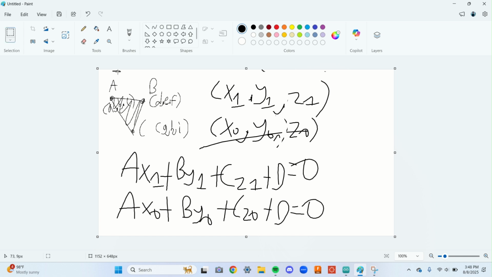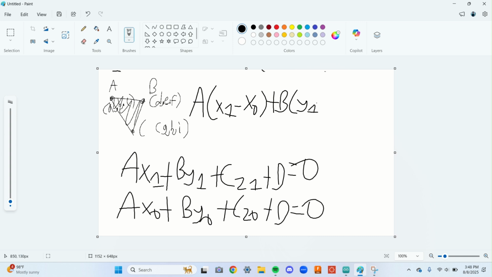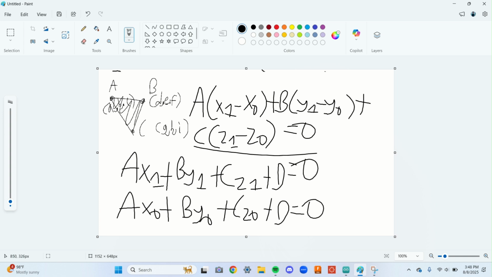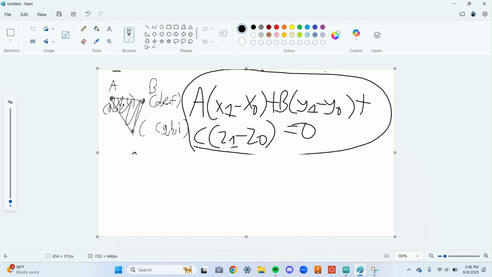You can maybe see where I'm going with this now. So what I'm going to do is I'm going to subtract these two equations from each other. So then what are we going to get? Well, we're going to get a times x1 minus x0 plus b times y1 minus y0 plus c times z1 minus z0. The d's cancel out. So this is our new equation when we subtract those two, right? Again, x1, y1, z1, and x0, y0, z0 were just any two arbitrary points on the plane. So like they could be here and here. Those could be our 2 points.